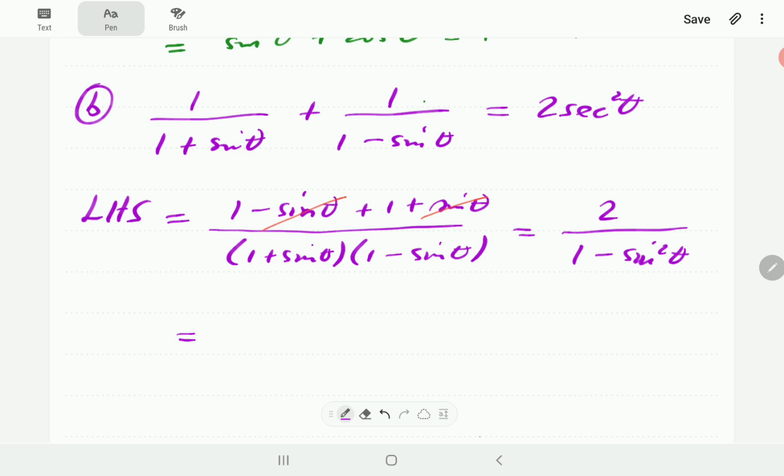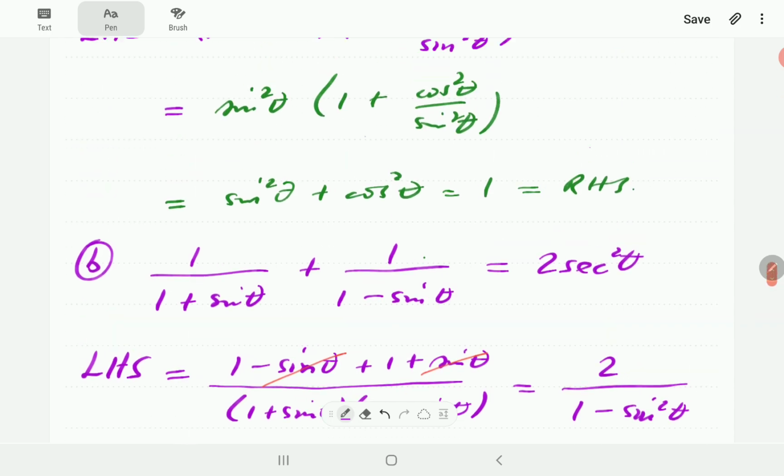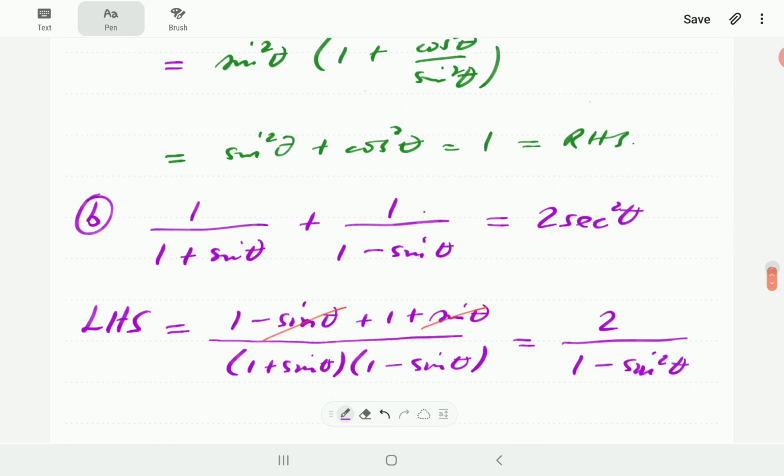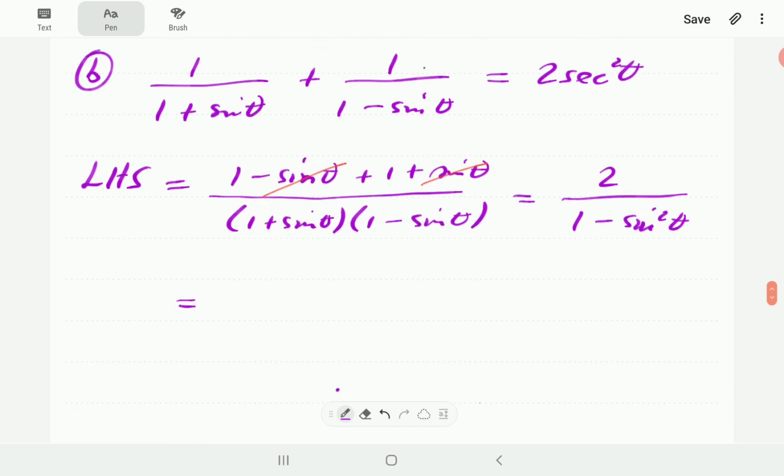However, 1 minus sine squared is cos squared, just like 1 minus cos squared is sine squared. So we can write this as 2 over cos squared. 1 over cos squared is secant, so 1 over cos theta is secant theta, so 1 over cos squared theta is secant squared theta, and that already is the same as the right hand side.